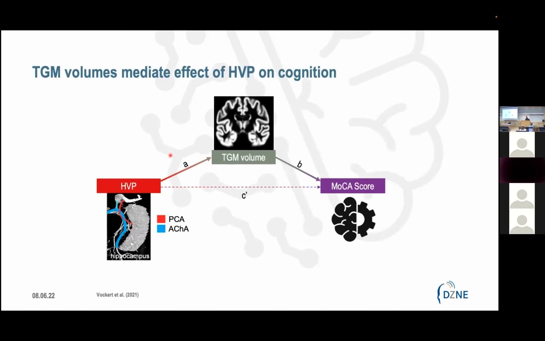So we did a mediation analysis to tie all of that together, and the results are in line with our hypothesis that an augmented supply leads to greater total gray matter volumes that then in turn lead to better cognition. So the total gray matter volumes are the mediator here.